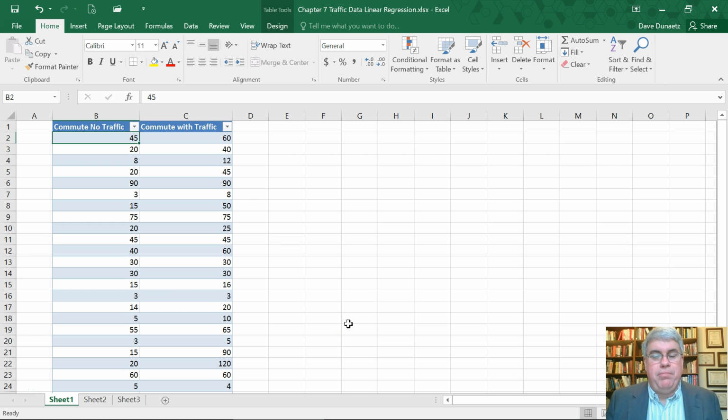Look at another example of simple linear regression. In this example, we want to calculate how long it takes people to get here with traffic from how long it takes them to get here without traffic. So we've got data for people, the commute that it takes them to get to class with no traffic, and then data on how long it takes them to get here with traffic.